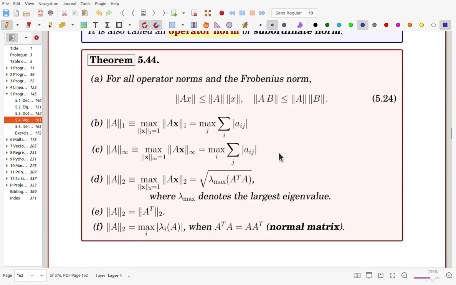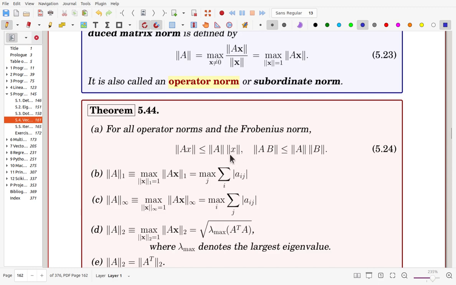Here we see some theory. For all operator norms and the Frobenius norm, it has this property. It must hold because if you divide by the x norm, then the A norm is the largest among those ratios, so this inequality is always satisfied. So we multiply by the x norm to get the assertion. In the same way you can prove this one. The matrix product norm is bounded by the product of the matrix norms of each matrix.